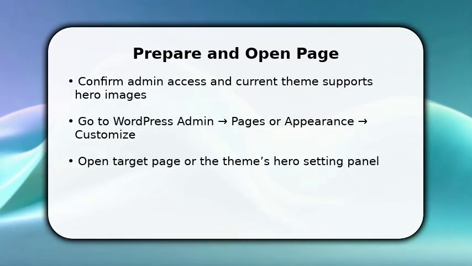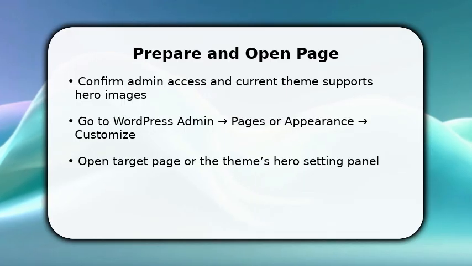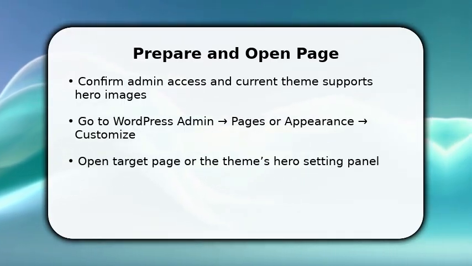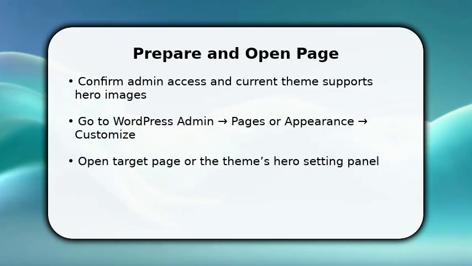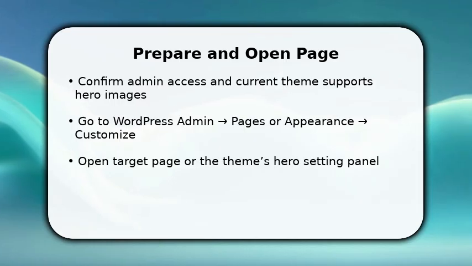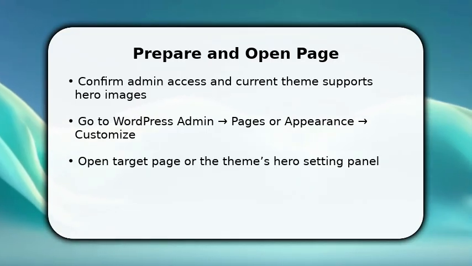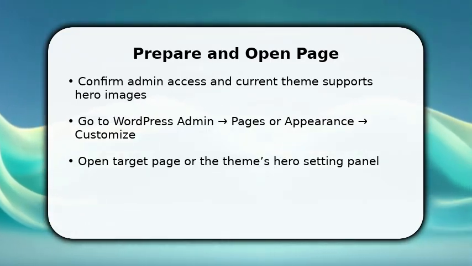You start by confirming you have admin access and that the active theme supports a hero image. This matters because some themes use featured images while others use customizer sections. Once done, open WordPress admin and navigate to pages to edit a specific page, or go to Appearance then customize if the theme handles hero there. Make sure to locate the exact hero module or featured image box. You'll need this open to replace the image and adjust related settings in the next steps.